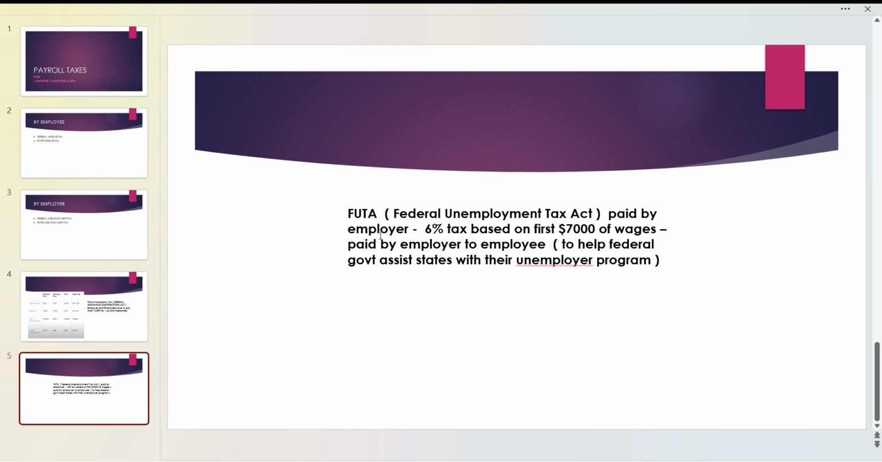FUTA is paid by the employer, and the 6% tax is based on the first $7,000 of wages. And as mentioned, it is being paid by the employer to help the government with the unemployment program.